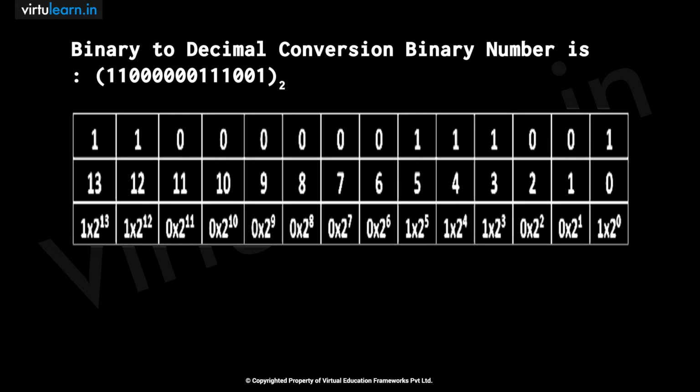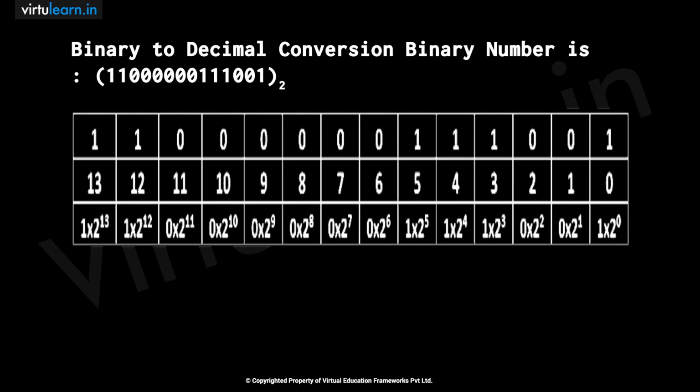Now after writing this, we need to evaluate the individual values. 2 to the power of 0 is 1, and 1 into 1 is 1. 0 into something is 0. Taking the third bit position, 1 into 2 to the power of 3 is 8. 1 into 2 to the power of 4 is 16. 1 into 2 to the power of 5 is 32. The remaining are all zeros. The 1 into 2 to the power of 12 is 4096. 1 into 2 to the power of 13 is 8192.